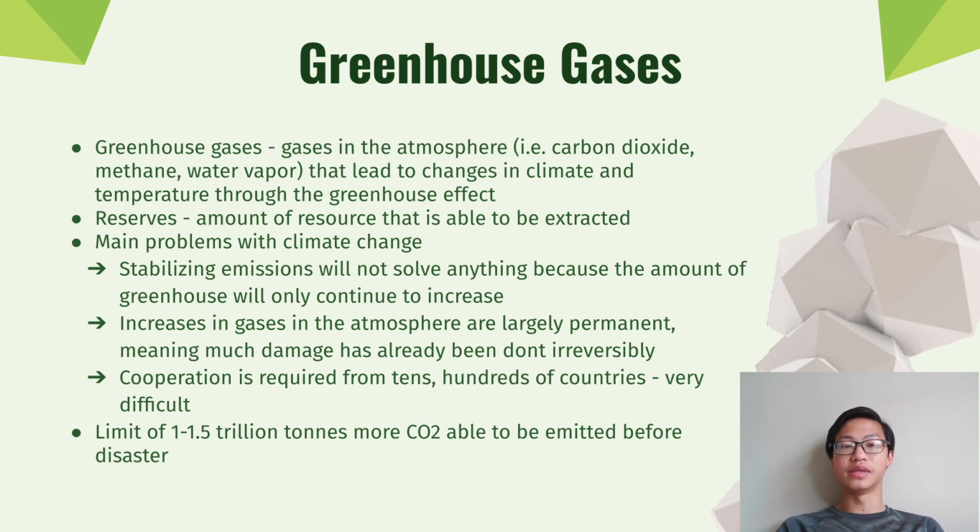Merely stabilizing emissions wouldn't fix the problem, because these gases remain in the atmosphere for a very long time, and the damage will only continue to increase as the gases stack up. A limit of 1 to 1.5 trillion tons of CO2 can be emitted in order to maintain a temperature increase of 2 degrees Celsius above pre-industrial levels, with reaching 3.4 degrees Celsius drastically increasing the chance for catastrophe, around 10%.